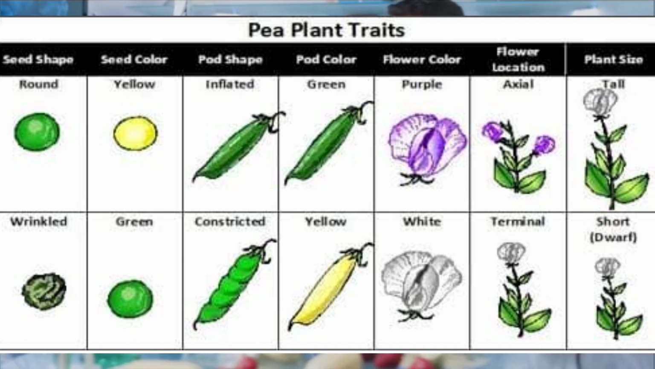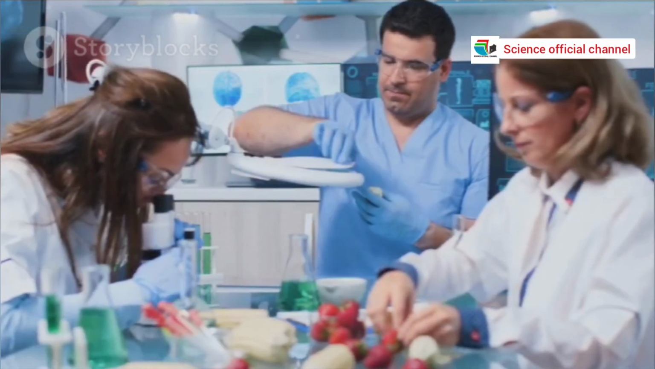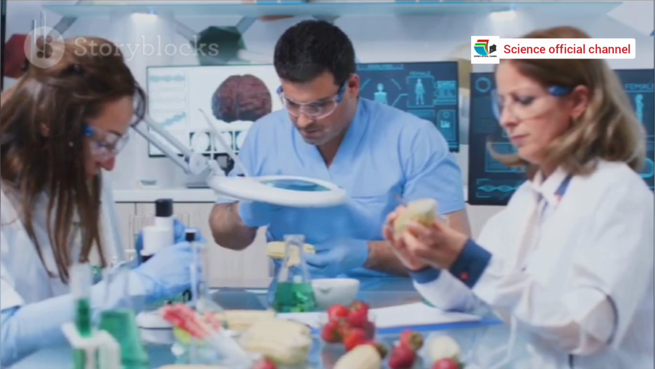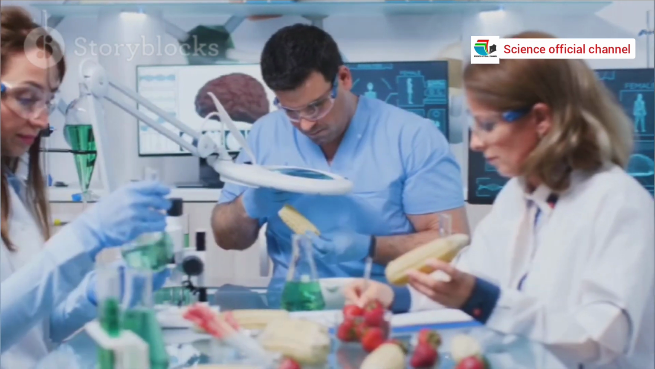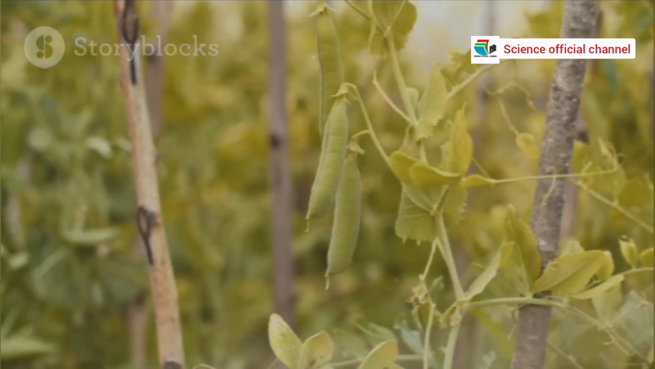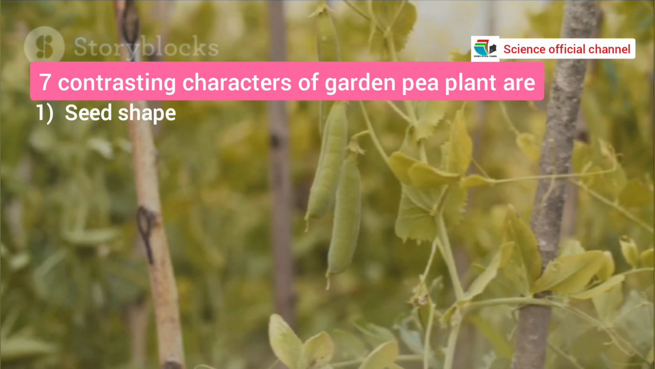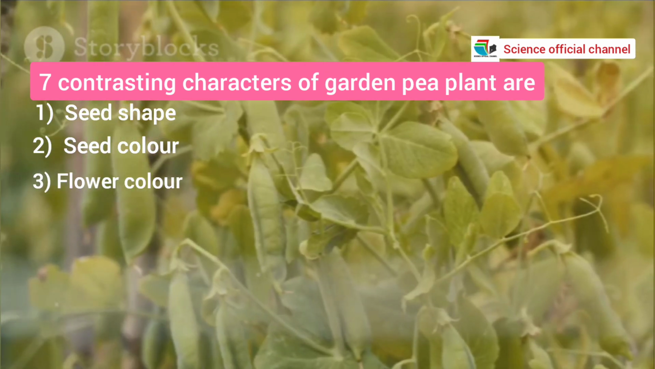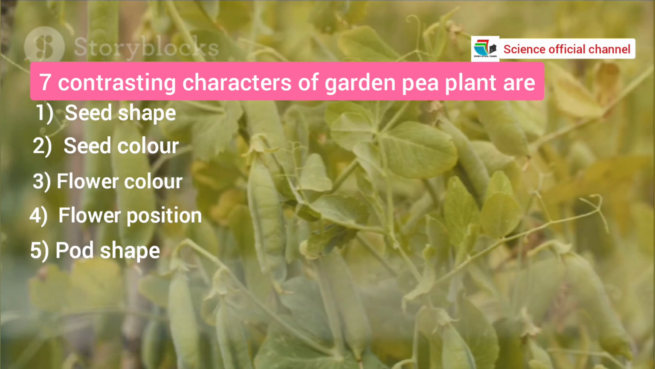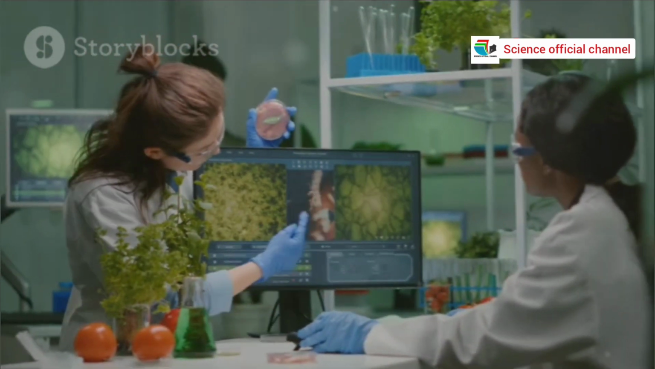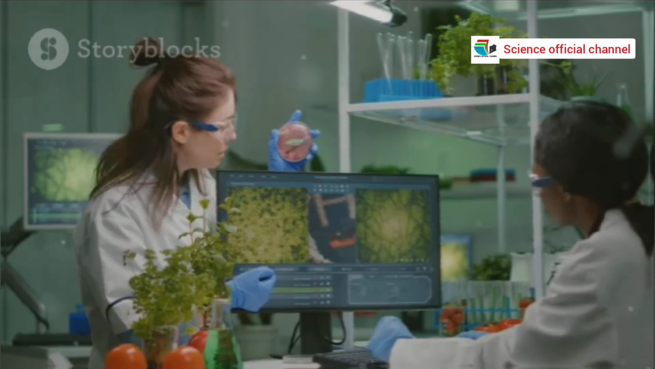By carefully observing how these traits were passed from one generation to the next, Mendel was able to formulate the foundational principles of inheritance, which we will explore in the next chapter. Mendel identified 7 contrasting characters in garden pea plants: seed shape, seed color, flower position, pod shape, pod color, and stem length. These traits were key to his experiments and helped him formulate the principles of inheritance.